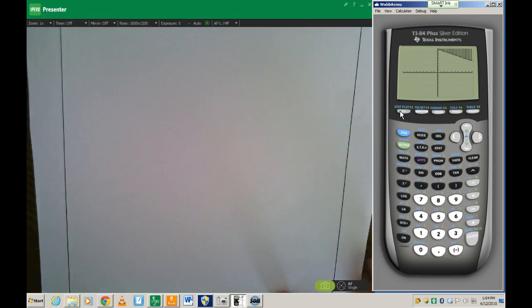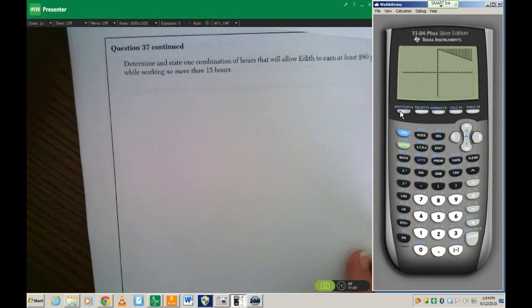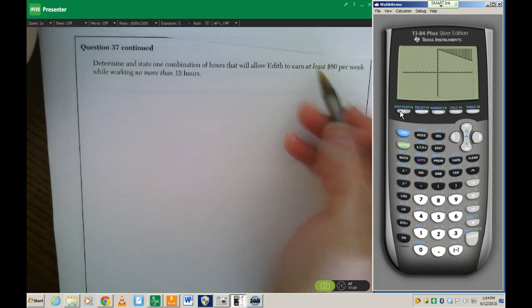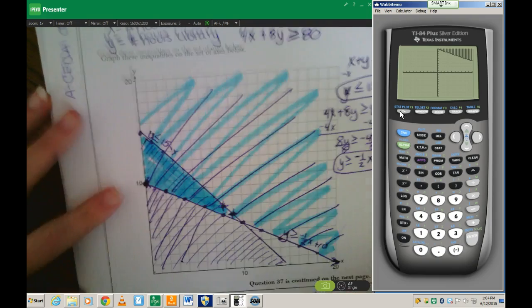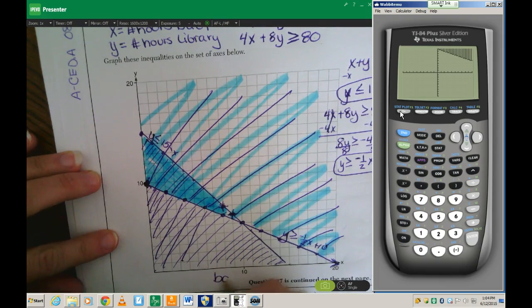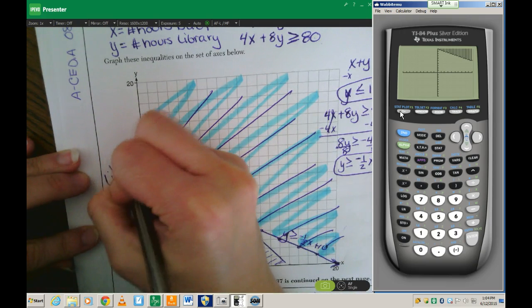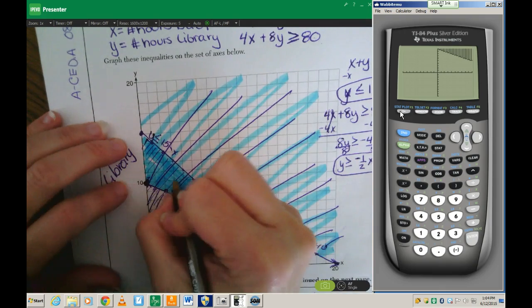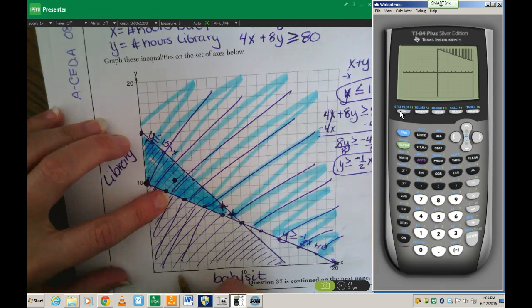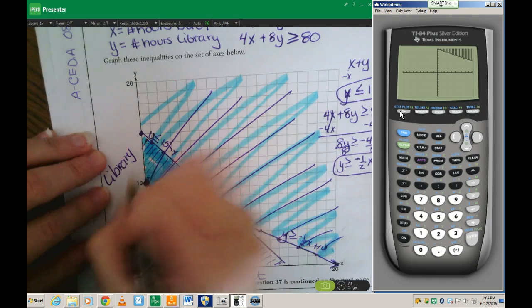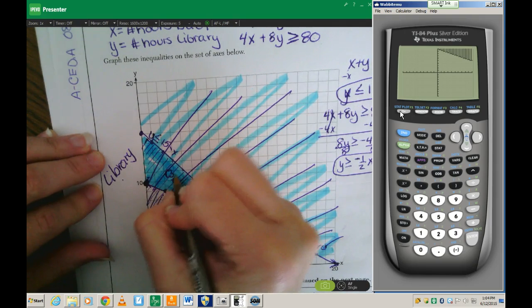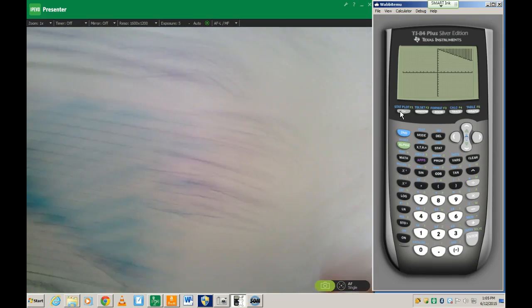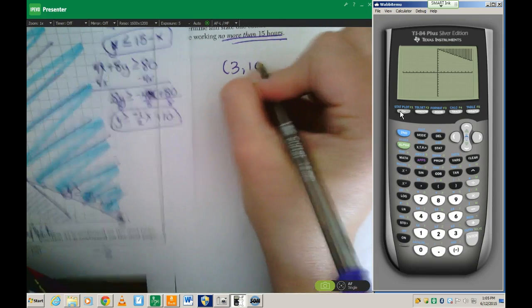Now we go to number 37 here. It wants us to look at our graph and come up with one combination that will earn at least 80 and more than 15. Because we know here, what I should have labeled is this is babysit, and this is the library. Now we just find a point in here. So I'm just going to pick this point. That means she did 3 hours babysitting and 10 hours at the library. So here I can write 3, 10.